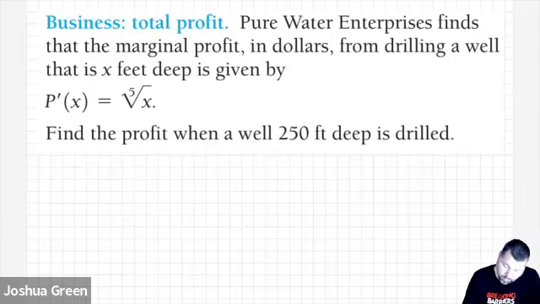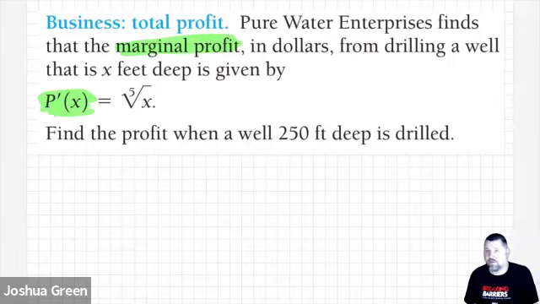Something we definitely want to be comfortable with is watching out for terminology. Make sure you see here, the second we see the words marginal profit, we should not be surprised to see a derivative notation. The function I give represents the first derivative of the total profit. Now, we can go through and do an antiderivative, and once we get the antiderivative, plug something in to get there.